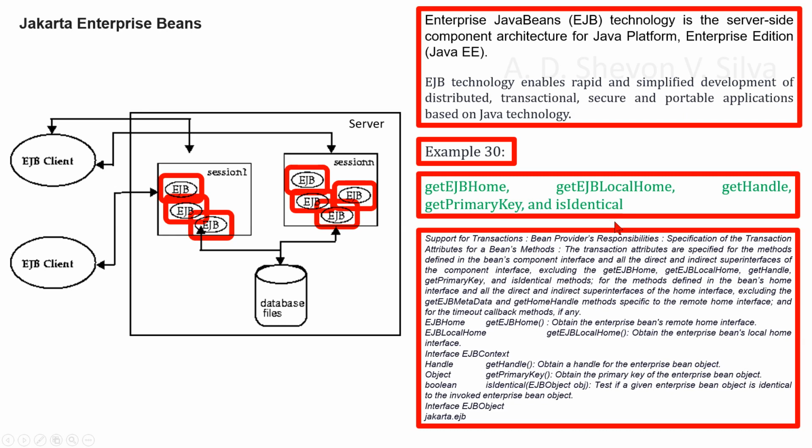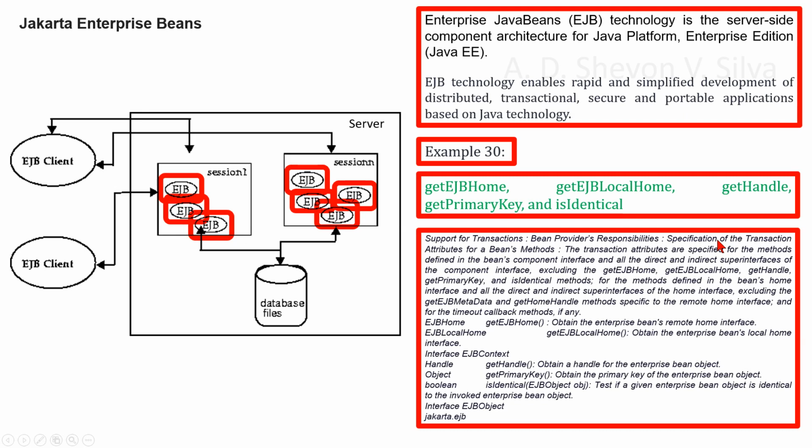For entity beans that use container managed persistence, only Required, RequiresNew, and Mandatory deployment descriptor transaction values should be used for methods defined in the bean's component interface and all the direct and indirect super interfaces of the component interface, excluding get EJB home, get EJB local home, get handle, get primary key, and is identical methods, and for methods defined in the bean's home interface and all direct and indirect super interfaces of the home interface, excluding get EJB metadata and get home handle methods specific to the remote home interface.